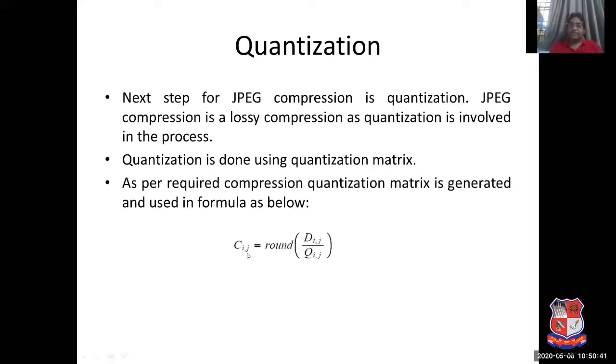So Cij is equal to round off Dij upon Qij. This Qij is basically the quantization matrix. Your individual block has a total of 64 DCT coefficients, so you generate a quantization matrix also of 64 coefficients, and then a pixel by pixel operation is done. That is the division operation, Dij upon Qij, and rounding of that. That will give you the Cij components, which is basically the quantization result.